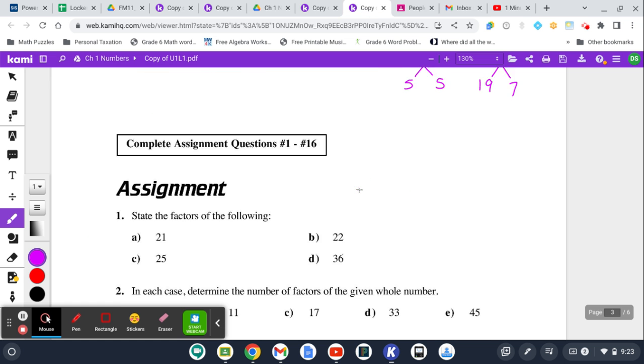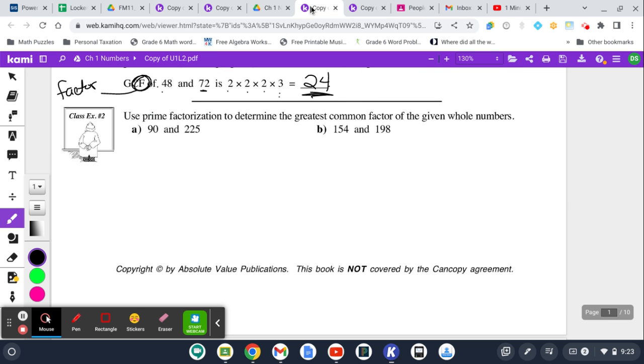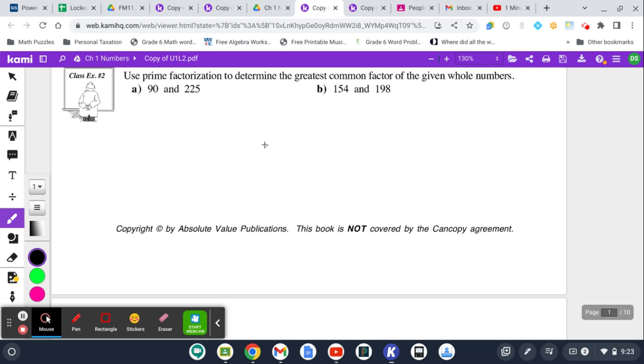All right, so I need to know. Oh, mercy. That's the wrong page. All right, factors of 90. This group over here, what'd you get? Go, Maya. Okay, that was 90. How about 225? 3, 3, 5, 5. Okay, how about 154? 2, 11, 7. How about 198? 3, 3, 2, 11.